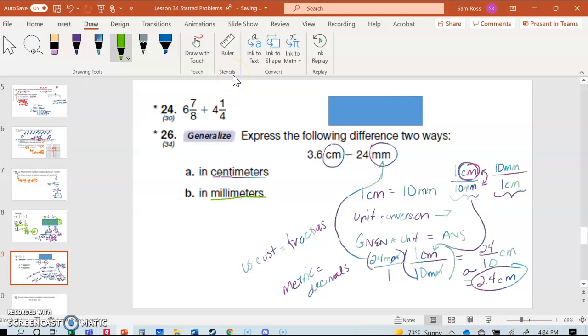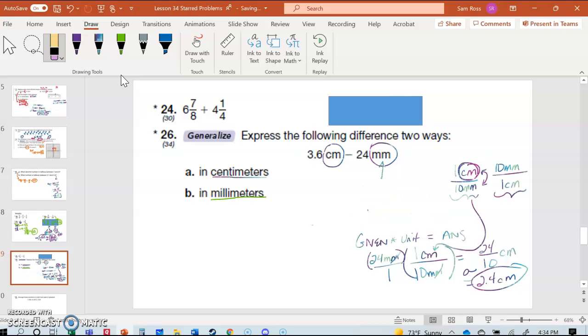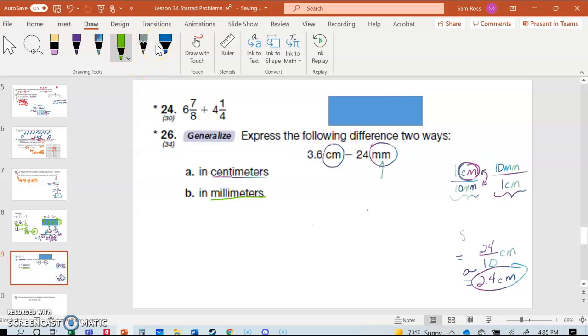Oh, no, it's not. I only did half of it. Good grief. Hold on just a second. Let me do some erasing. So what I get after all of this is 3.6 centimeters minus 2.4 centimeters, which is not the answer because I need to subtract. And 3.6 minus 2.4 is 1.2 centimeters.